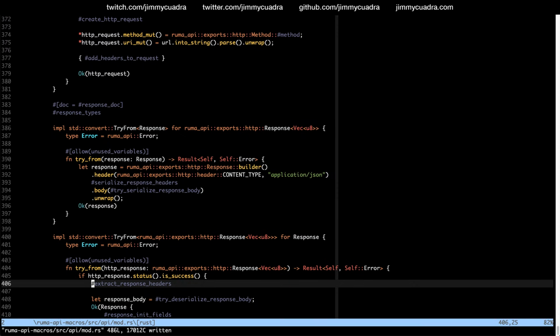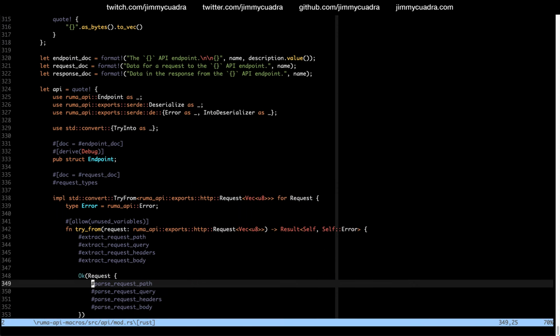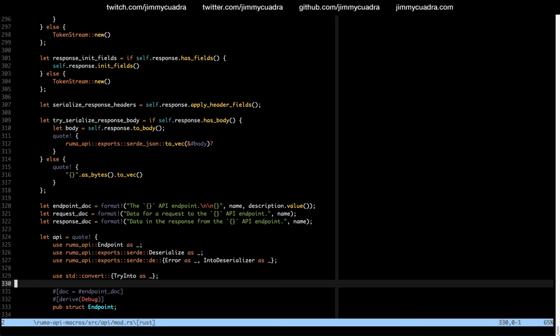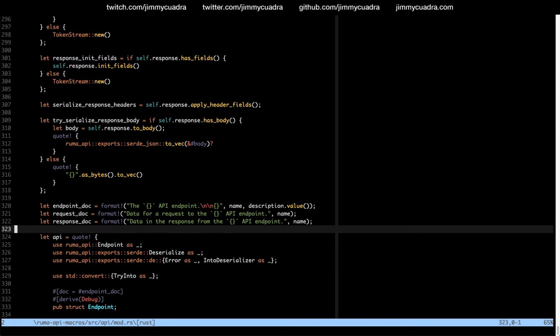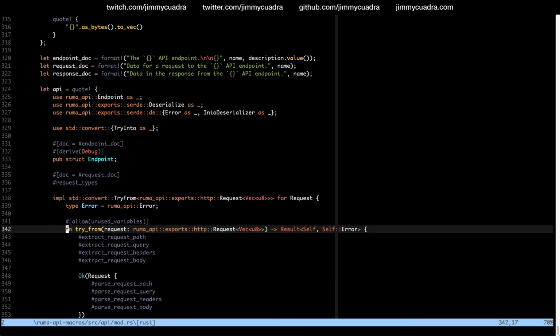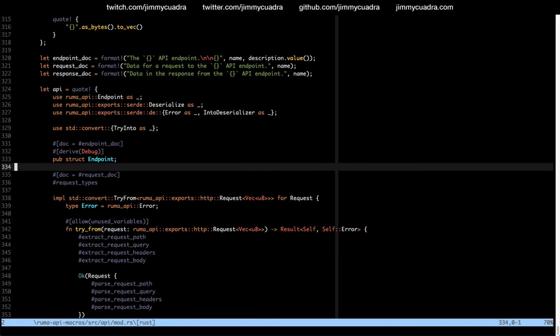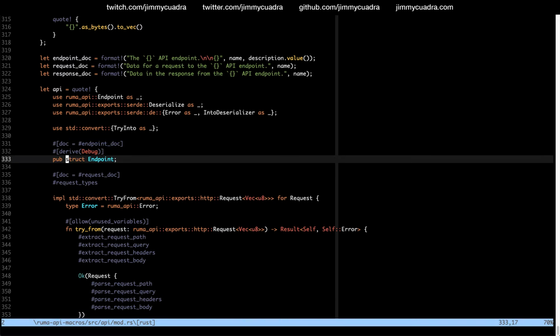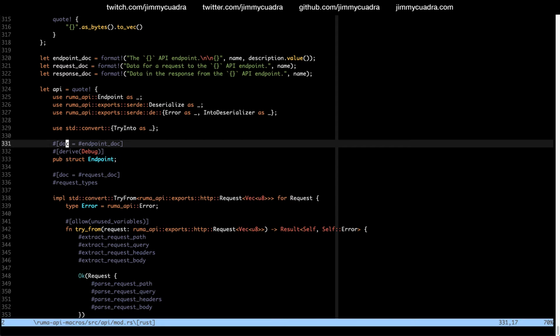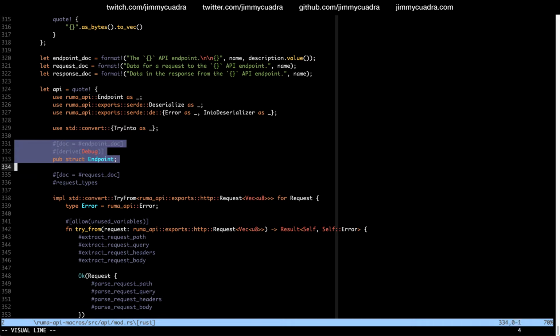So let me run that in the background, and then we're going to go to the place where the endpoint is defined. Where is that? Ah, right here. So you see we're generating this struct that's just called endpoint that doesn't have anything in it. We no longer need this. And what we're going to instead do is implement the request type directly. So we can really get rid of this entire thing.